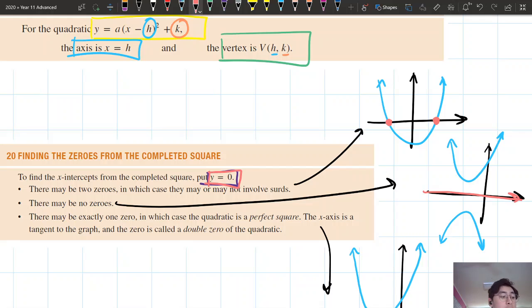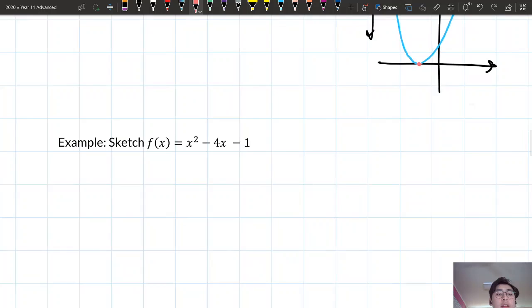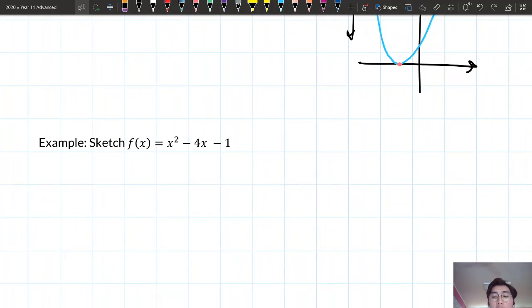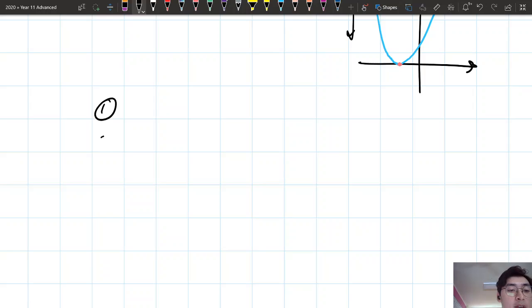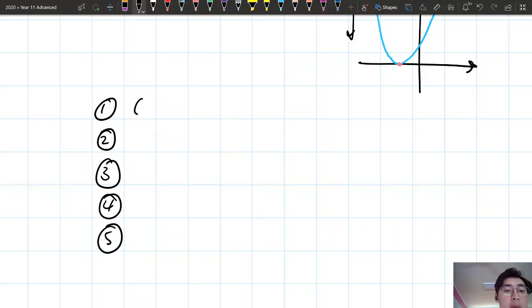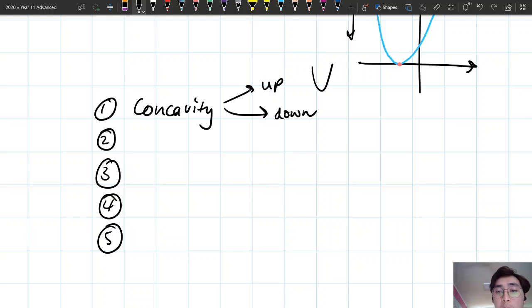So let's do a first example here. I want to sketch f(x) = x squared minus 4x minus 1. When I'm doing this, the 5 steps that we did previously, the first 2 are going to stay the same. I'm still going to check the concavity. I want to see which way it goes. Is it concave up or down? Is it facing upwards or downwards? I still want to check that.